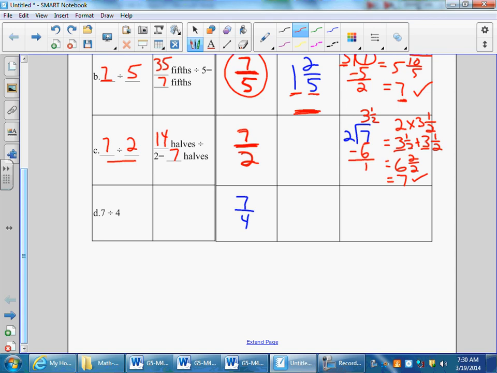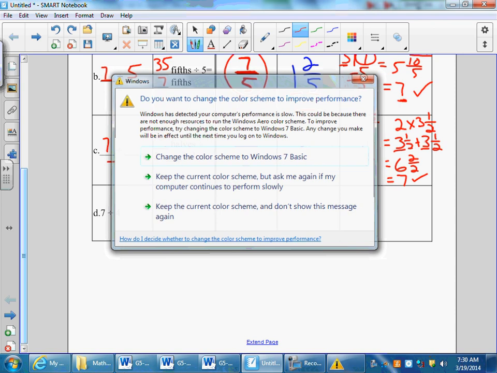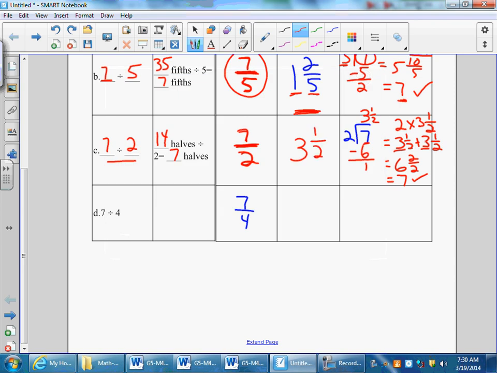For my mixed number, I have it in my standard algorithm, but I can also think of it as 6 over 2, which is 3 wholes, plus 1 over 2, 3.5.